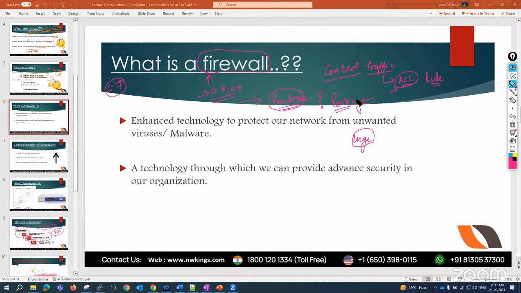So that's the reason we needed a firewall, another device which can dedicatedly do the filtration of traffic. Understood? You understood, right, why we needed the firewall. Now, let's come here and understand this.